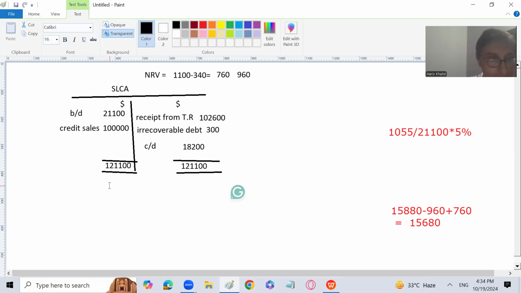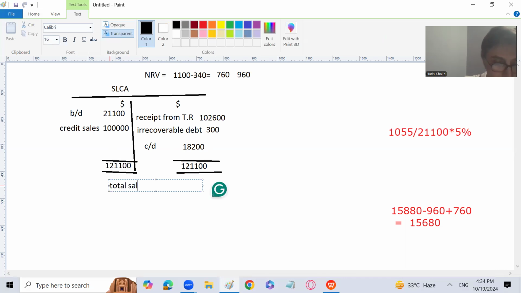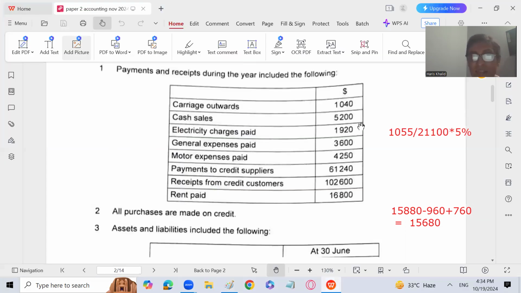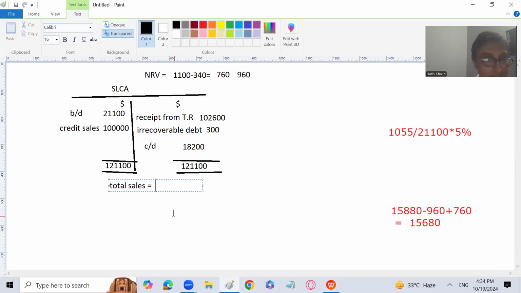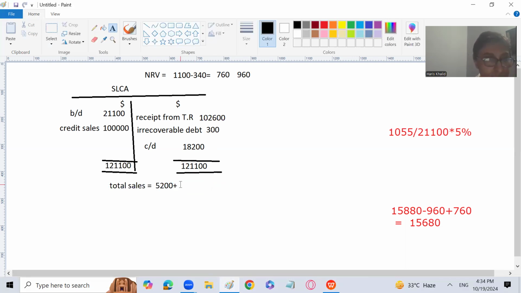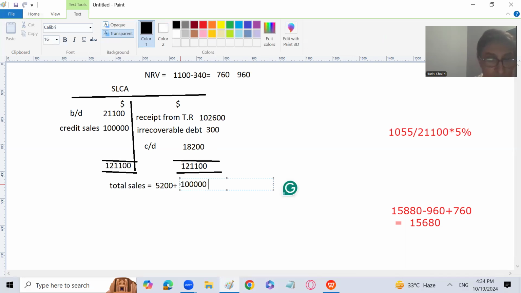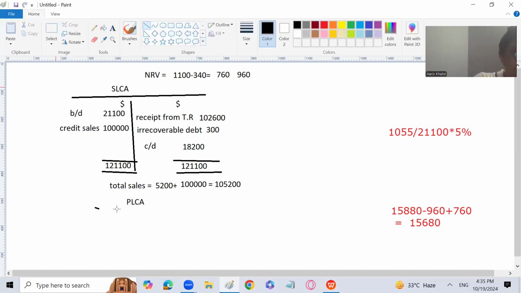Next, now I'm going to find the total sales to be written in the income statement. And total sales is cash sales plus credit sales. So let's see, cash sales is given as 5,200 and credit sales, we know, is going to be 1 lakh. So the total sales you can calculate easily. That is 105,200. Now I'm going to prepare the PLCA, or you may say purchase ledger control account, in order to find credit purchases.